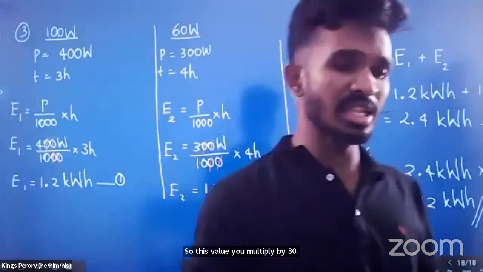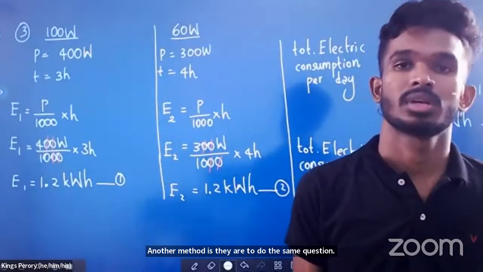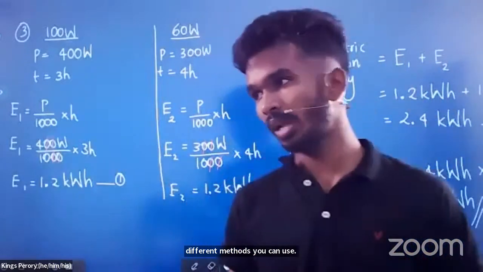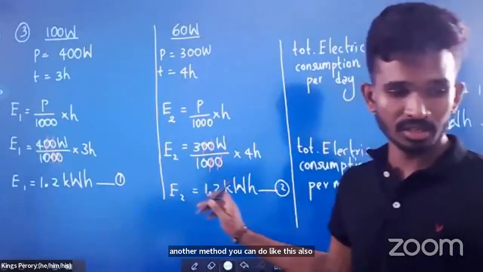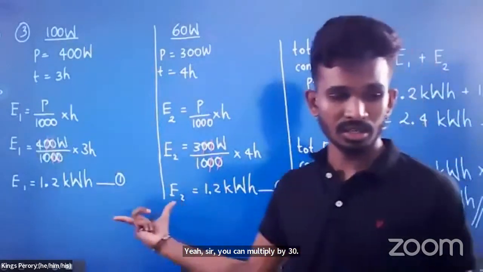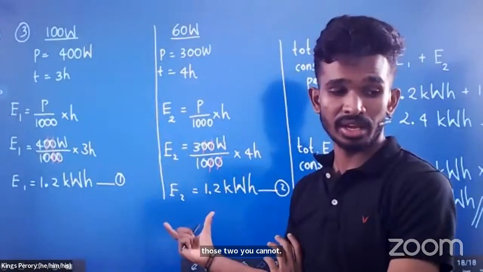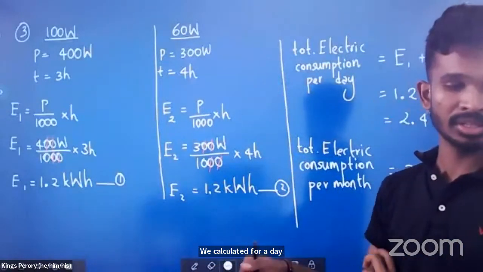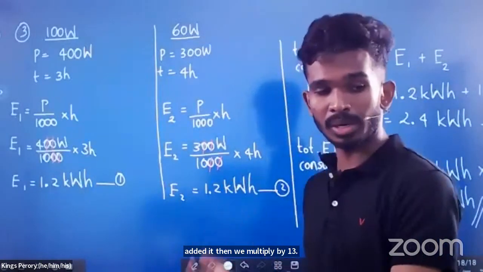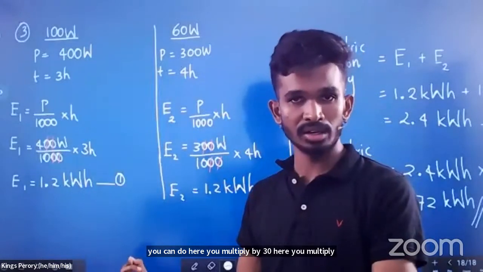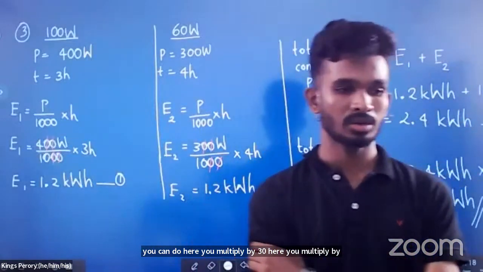Another method is there to do the same question. Different methods you can use. Here itself you can multiply by 30, here itself you can multiply by 30. Those two you can add. Earlier we calculated for a day, added it, then multiplied by 30. Now you multiply by 30 here and by 30 here, and add those two. Directly you can get for a month. That way you can do.